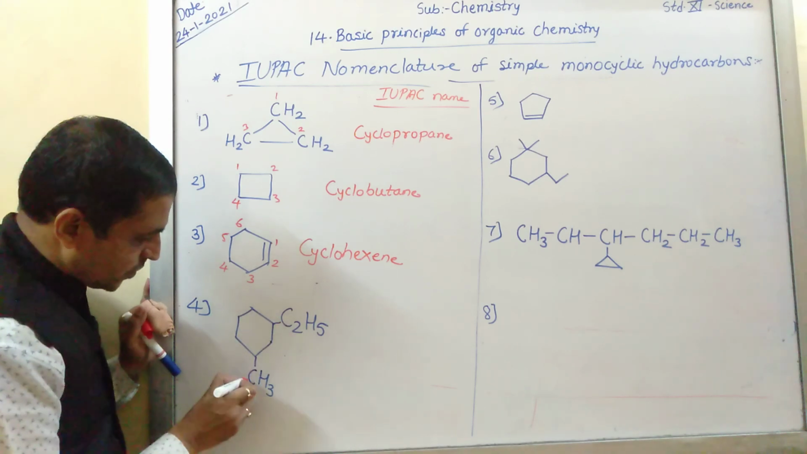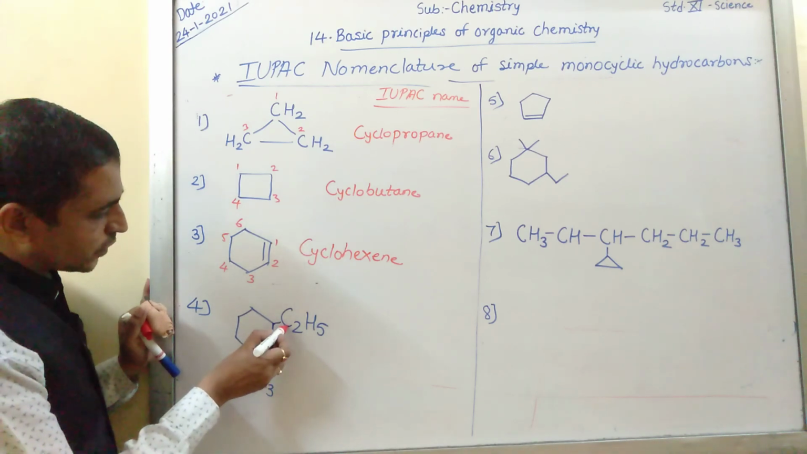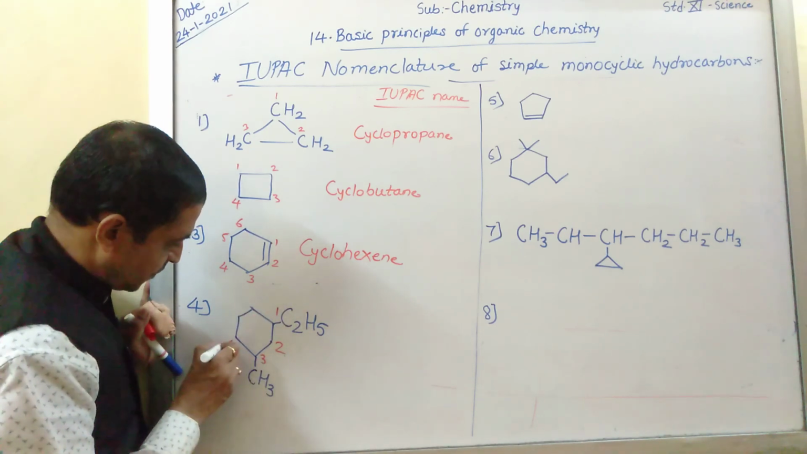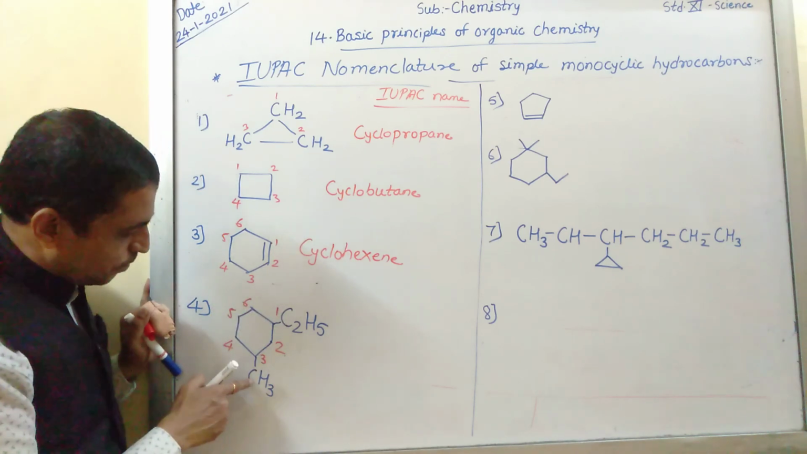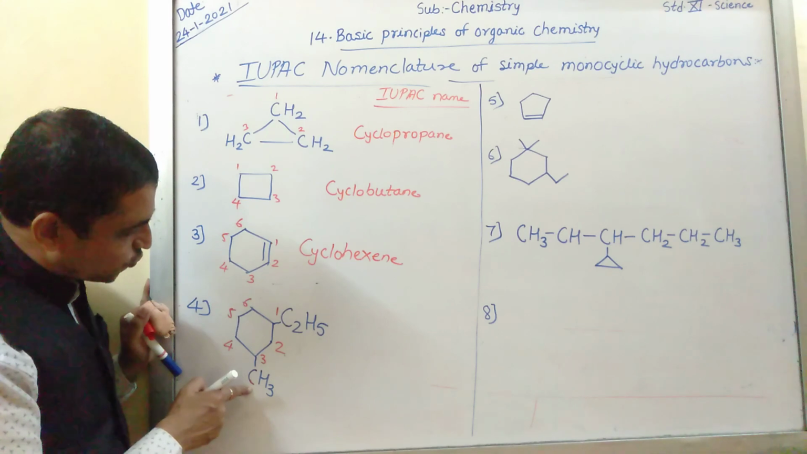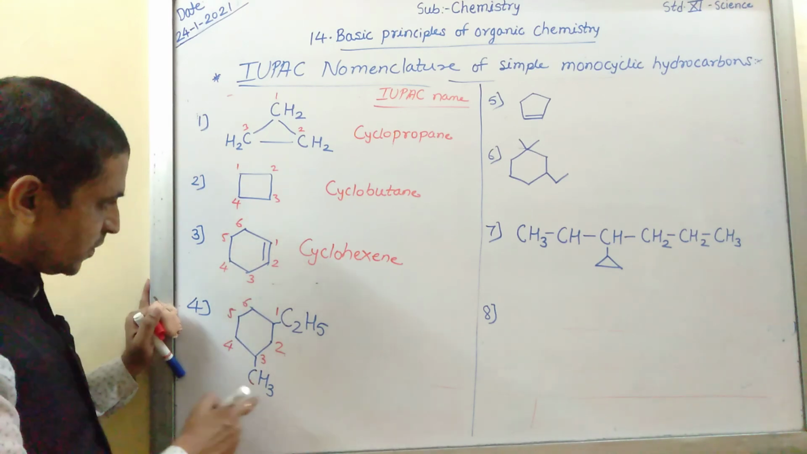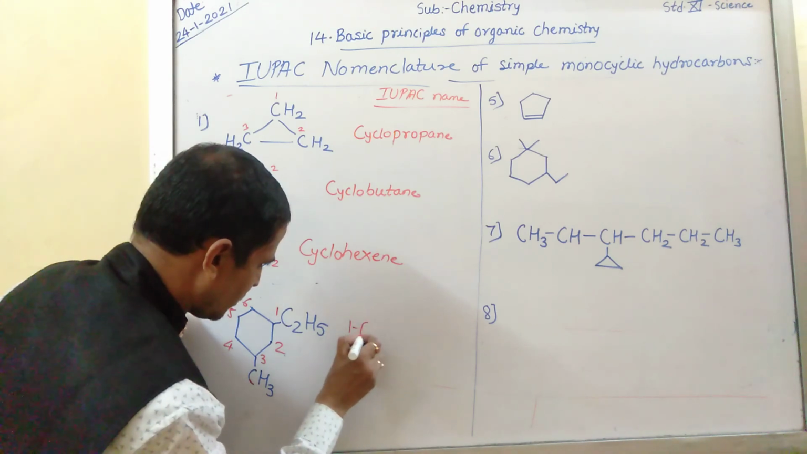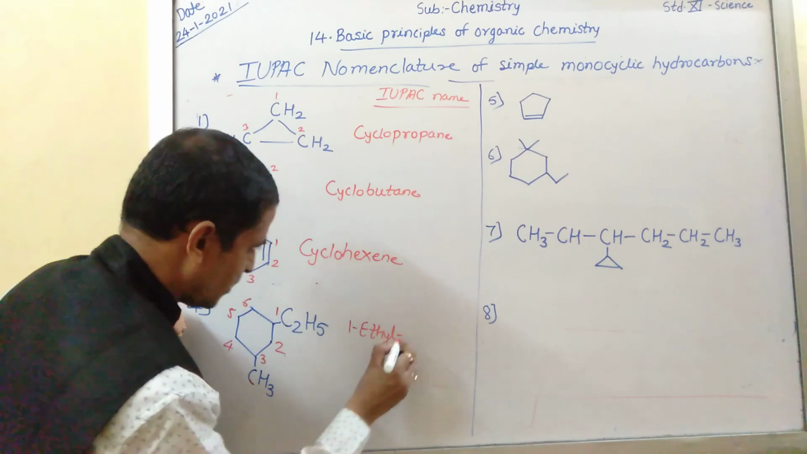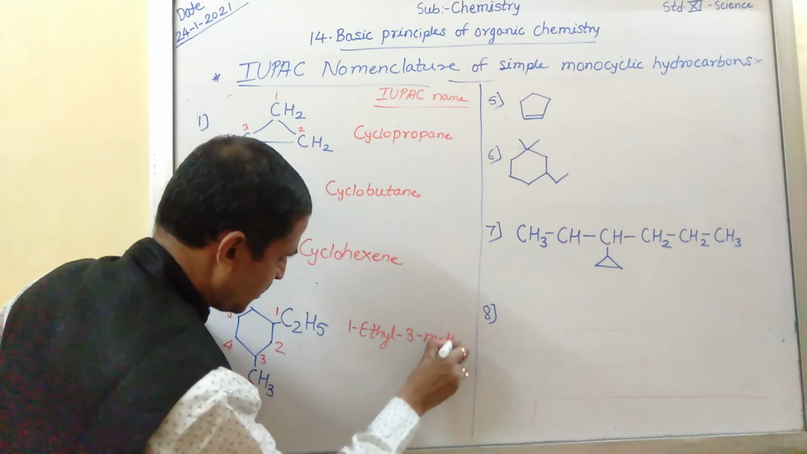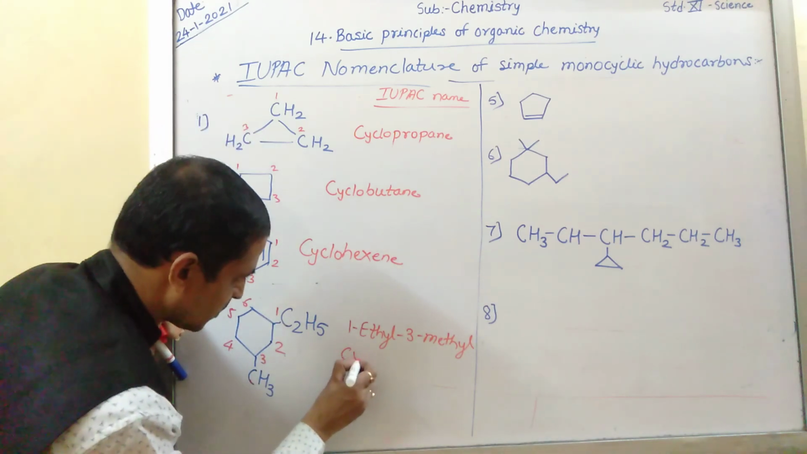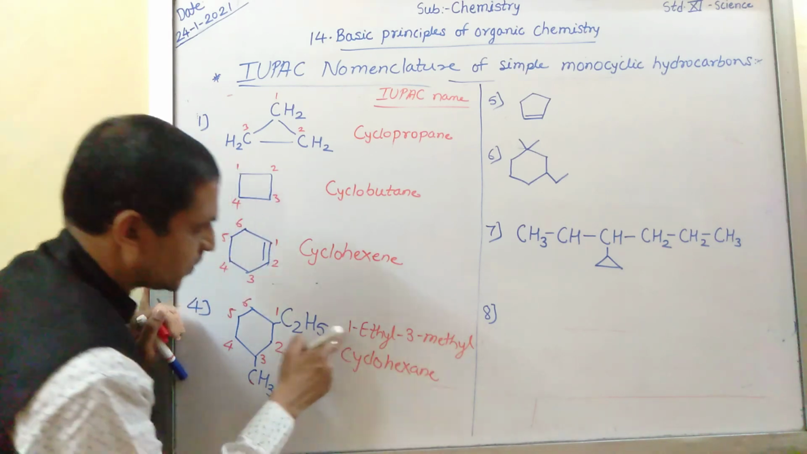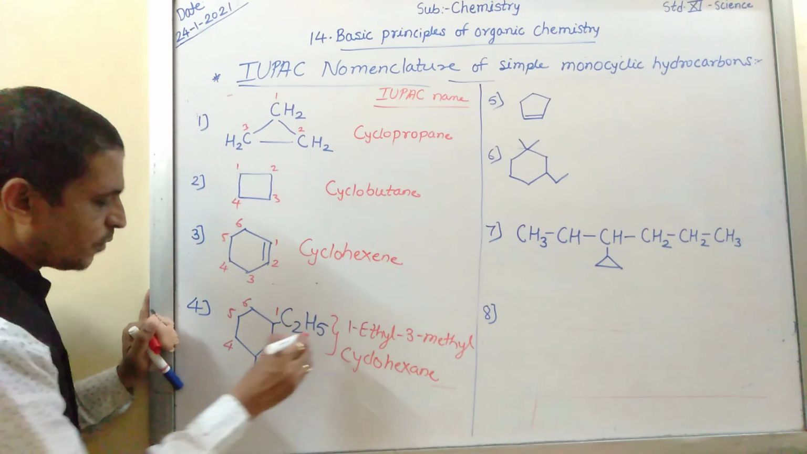Now see here, it is a cyclic structure. Here an ethyl group is attached and here a methyl group is attached. But you know that in alphabetical order, ethyl comes first. So put here number 1. Here you get 2, 3, 4, 5, 6. This is the correct numbering because you know that the substituents must get lower numbers. So for this the name is what? 1 ethyl, 3 methyl, cyclic ring. So cyclo. How many carbon atoms? 6. So cyclohexane. 1 ethyl, 3 methyl, cyclohexane. This is the name of this compound.